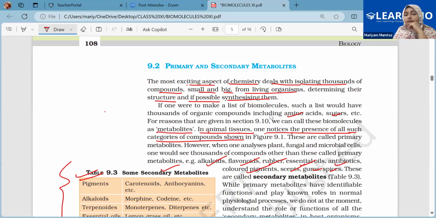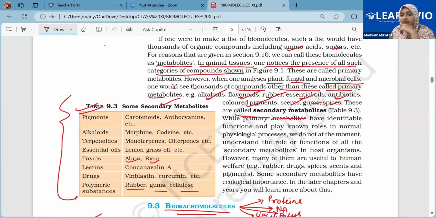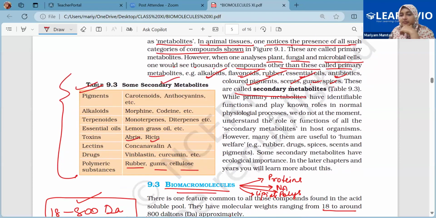Now, when one analyzes plant, fungal, and microbial cells, one would see thousands of compounds other than the primary metabolites, such as alkaloids, flavonoids, rubber, essential oil, antibiotics, colored pigments, scents, gums, and spices. These are known as secondary metabolites. While primary metabolites have identifiable functions and play known roles in normal physiological processes, meaning growth, reproduction, and everything, secondary metabolites are of no use to the plants. Rather, they are useful for us humans.